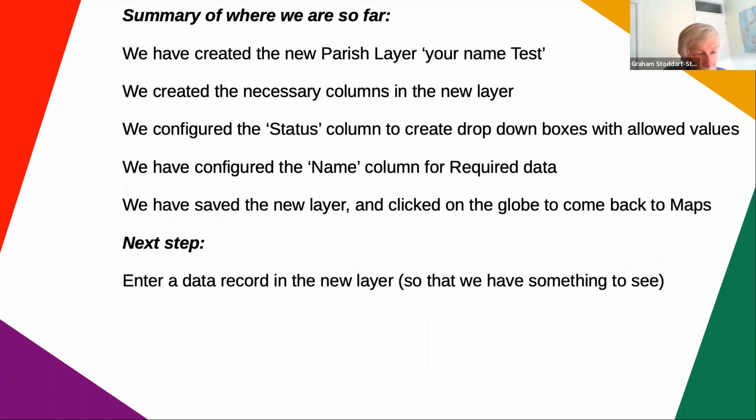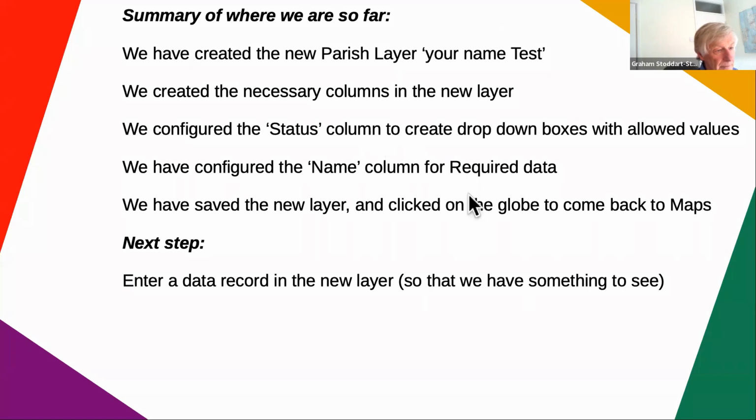And we've saved the new layer and clicked on the globe to come back to maps. So that is the structure. A layer is a structure that you're going to save data in. Now we need to create a data record to put the data in so that we have something to see.